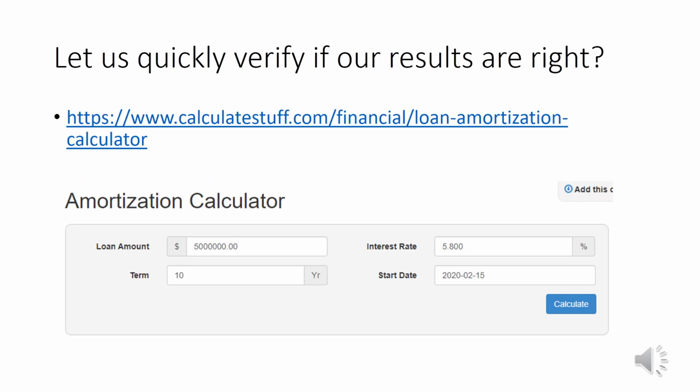So let us go and verify this result, that the principal must actually compound. I just went to calculatestuff.com. I found the loan amortization calculator here. So I fed in the values. The loan amount is $5 million. Yeah, it is $5 million. Interest rate at 5.8. Term is 10 years. So let's see what it reports.